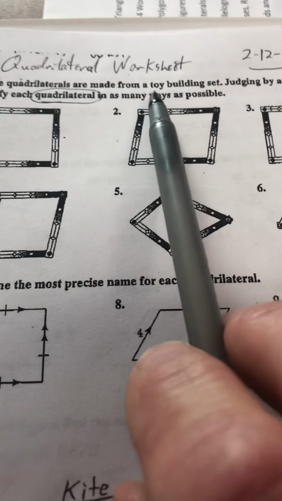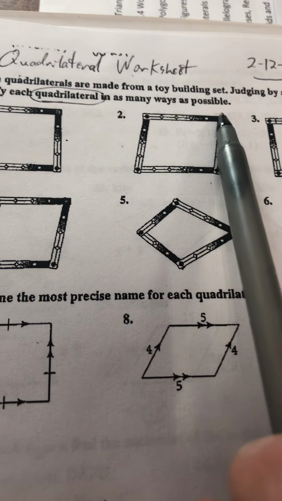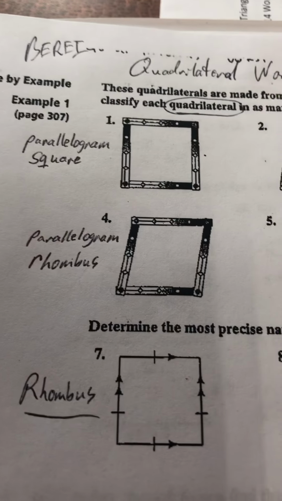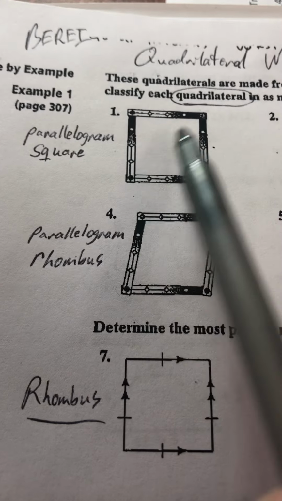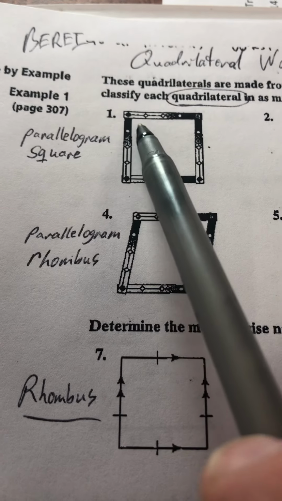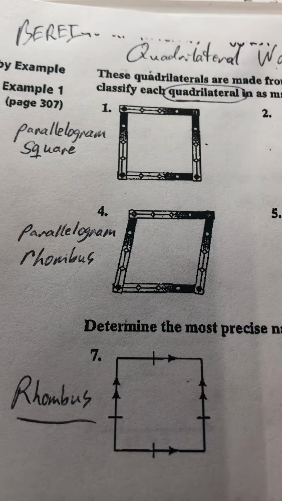These quadrilaterals are made from a toy building set. Judging by the appearance, classify each quadrilateral in as many ways as possible. You could probably name more, but I at least got something down for you. Number one, we're talking about a parallelogram. These are going to be parallel and square. Kind of looks like a square because it looks like they would be all equal sides.